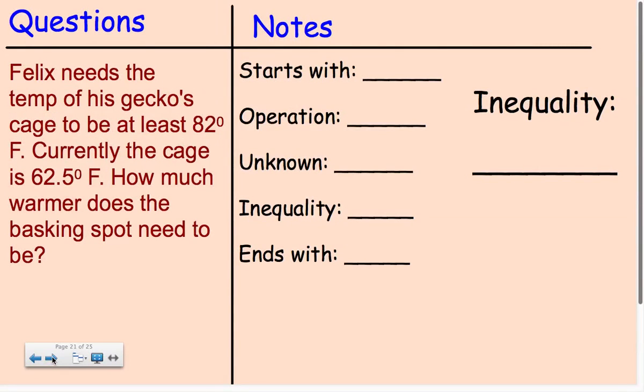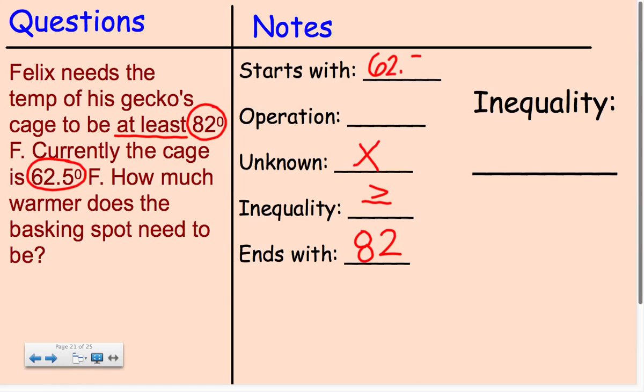Felix needs the temperature of his gecko's cage to be at least 82 degrees Fahrenheit. Currently, the cage is 62.5 degrees Fahrenheit. How much warmer does the basking spot need to be? This one is going to work out pretty nicely again like the earlier ones. So let's put an x in our unknown. Our inequality is at least. At least is greater than or equal to. Our biggest number is 82, so I'll put that here. Our smaller number is 62.5.